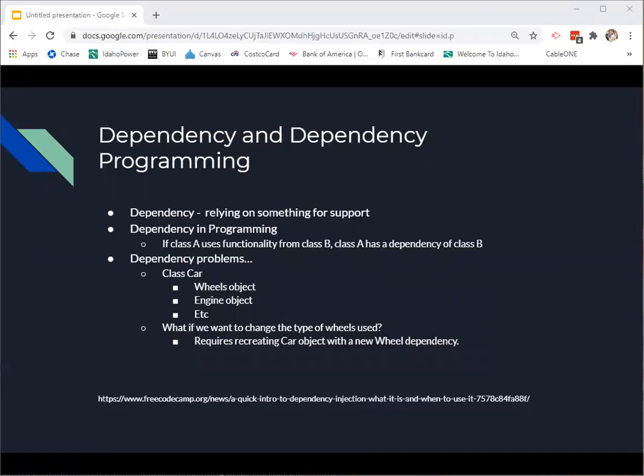Say we have a class to represent a car object. This car class contains other objects related to cars, like a wheels object, an engine object, etc. What happens if we want to change the type of wheels or engine used by our car class? We have to create a new car object with a new wheel or engine dependency.